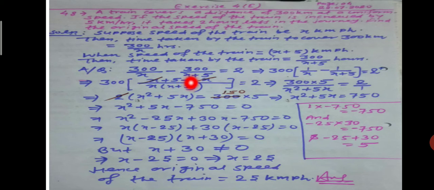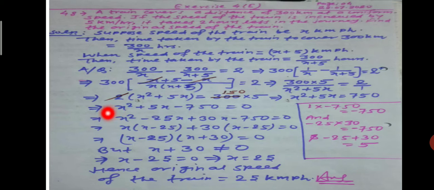Then 300 multiplied by 5 upon x into x, that is x square plus x into 5, 5x, will be equal to 2 by, nothing is there in the denominator, then 1 will be here. Now let us cross multiply it. X square plus 5x multiplied by 2 will be equal to 300 into 5. Now this 300 will be cancelled by 2 in 150 times. Then x square plus 5x will be equal to 15, 5 is 75, and 0 is there, so it will be 750. This implies that x square plus 5x minus 750 will be equal to 0.